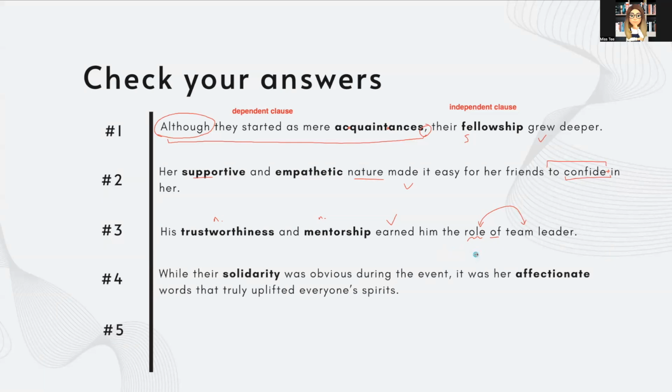Number 4, while their solidarity was obvious during the event, it was her affectionate words that truly uplifted everyone's spirits. Okay, so we are starting with a dependent clause. How do we know that? We're starting with a conjunction. While their solidarity was obvious during the event, that by itself doesn't make sense, because when we have this word while, it kind of signals to us that there should be more information, and there is. And that is our independent clause that follows. So this one is dependent. Doesn't make sense by itself, starts with a conjunction.